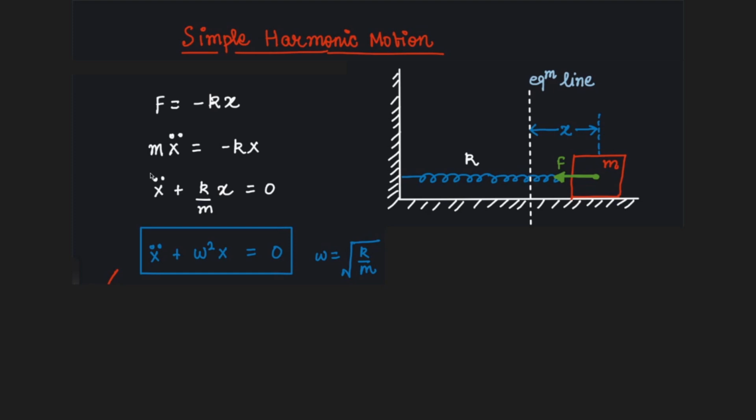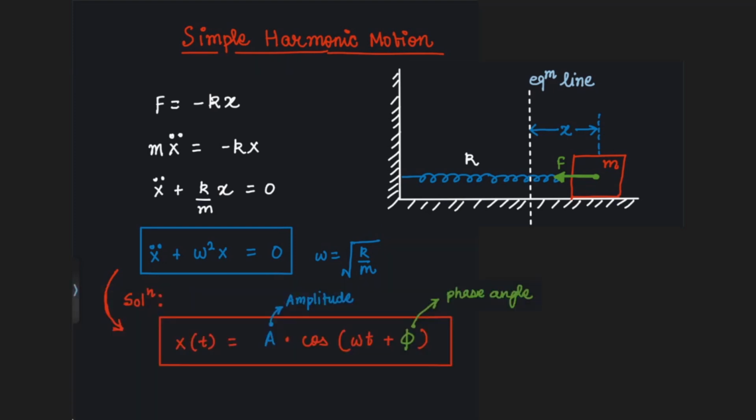And this equation can be converted to the equation on the third line, x double dot plus k by m x equal to 0. And in terms of simple harmonic motion, it is written as x double dot plus omega square x equals 0, where omega is square root of k divided by m. So this is the differential equation of a simple harmonic motion, and we want to get the function of x with respect to time so that we can simulate it or animate it in Python.